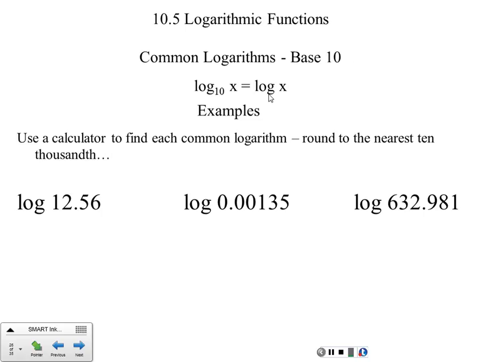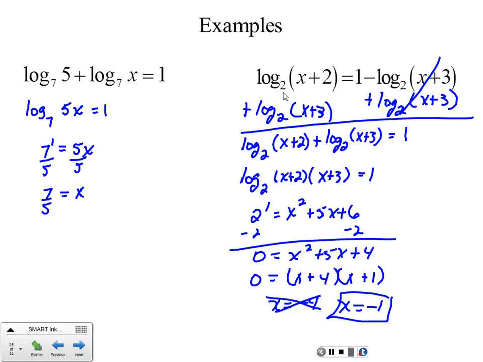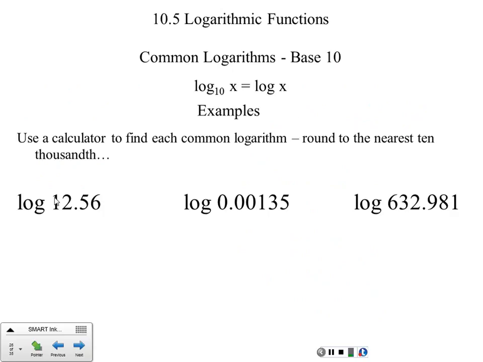Find your LOG button on your calculator. Every scientific calculator has a LOG. So find that LOG on your calculator. The LOG on your calculator, the logarithm on your calculator, is base 10. And it's only base 10. So if you see something like this, base 2, your calculator will not do it. You have to use other means. You have to change it to exponential or something else to do it. But if you don't see a base, it's understood to be base 10. This you can put straight into your calculator.